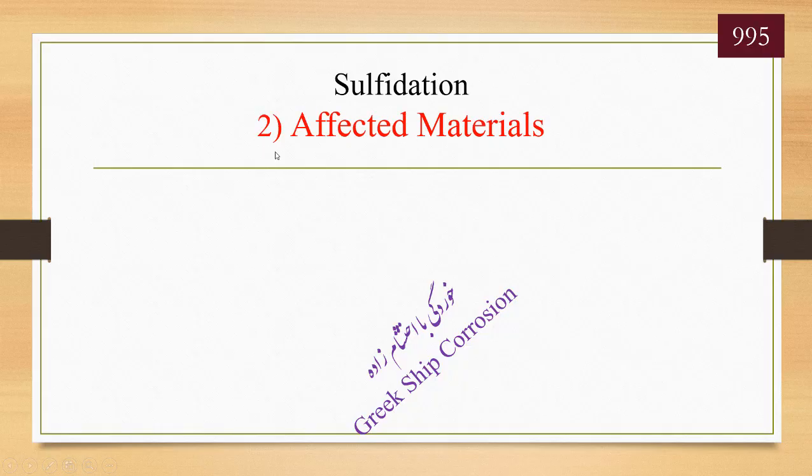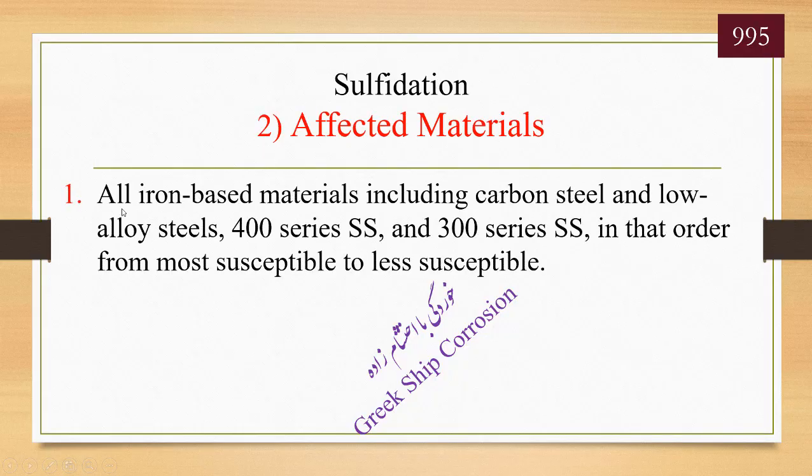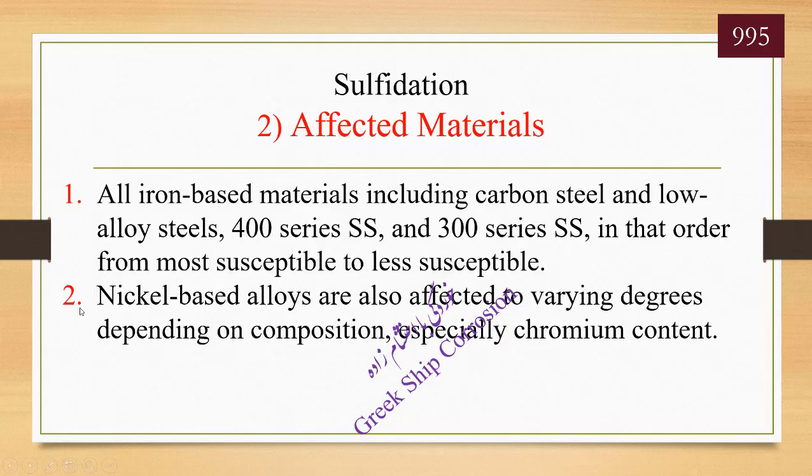2. Affected materials. 1. All iron-based materials including carbon steel and low-alloy steels, 400 series stainless steels and 300 series stainless steels, in that order from most susceptible to less susceptible. 2. Nickel-based alloys are also affected to varying degrees depending on composition, especially chromium content.